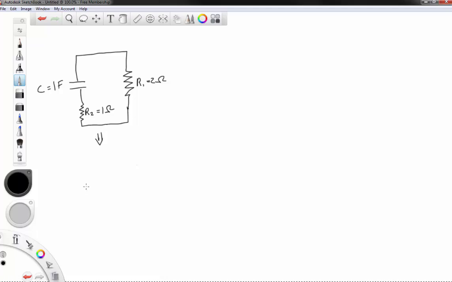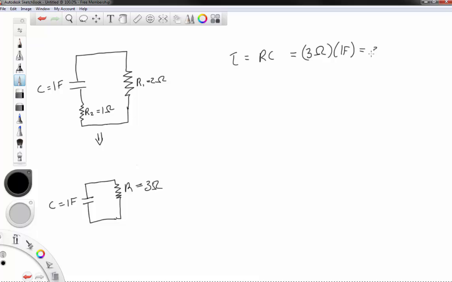This right here is of course equivalent to having a capacitor with a 1 farad capacitance that discharges across a single resistor with the equivalent series resistance to these two. R equals 3 ohms. So tau is equal to RC is going to be equal to 3 ohms times 1 farad, and so that's actually 3 seconds. So that's what the time constant is.